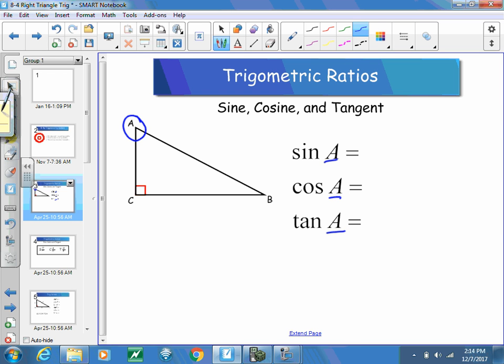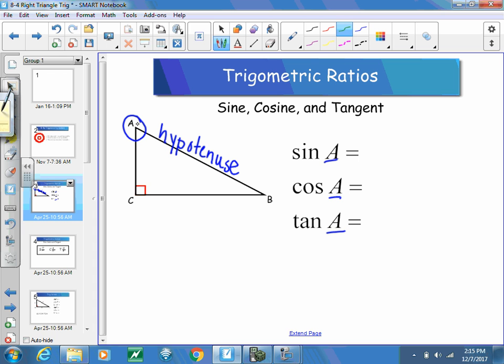Now we have to talk about the different sides of your right triangle, which all have different names. The one name that does not change is your hypotenuse. Here's your hypotenuse. And your hypotenuse is always going to be the longest side of your triangle. It's always going to be opposite of your 90-degree angle.